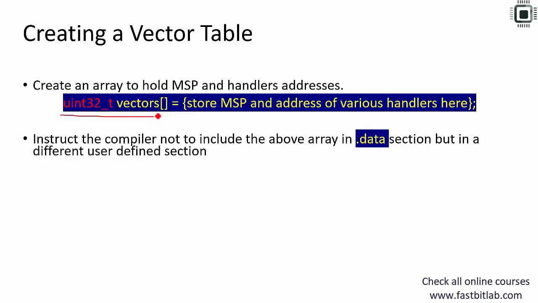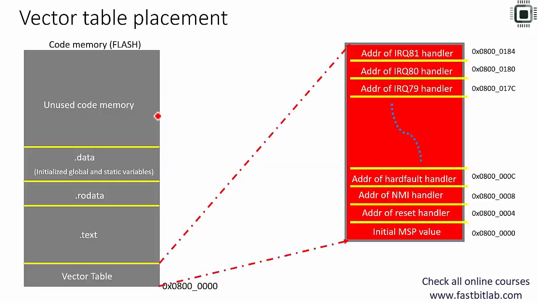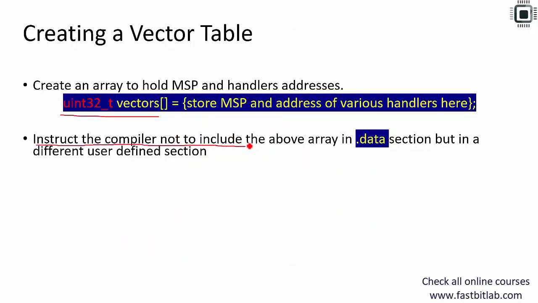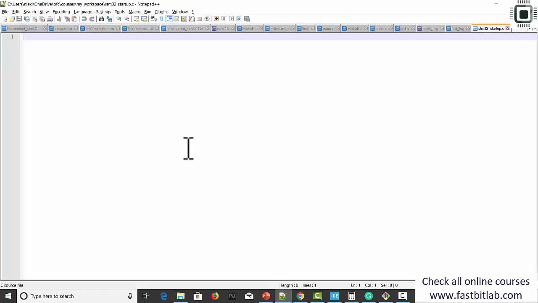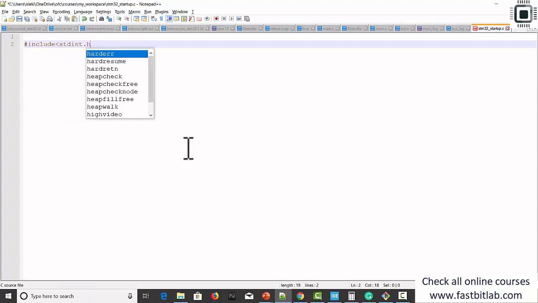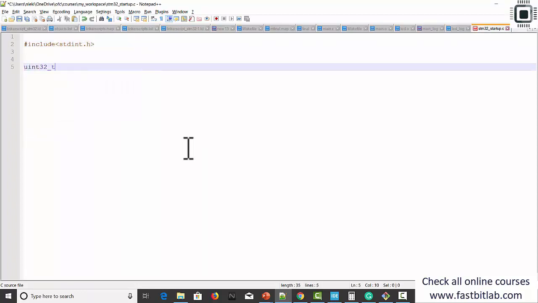Data of the program. By default, the compiler will store initialized data or initialized variables in the data section. But that should not happen for us. The vector table should not go here. It should go here. That's why we have to instruct the compiler not to include the above array in the data section, but in a different user-defined section. We'll see how to do that. Let's get into the source file. This is our startup file, and here let me just include stdint.h and uint32_t vectors. This is an array, and let's initialize this array.